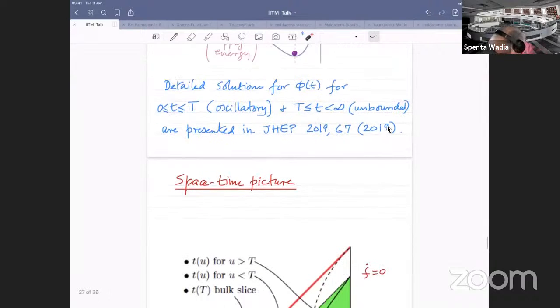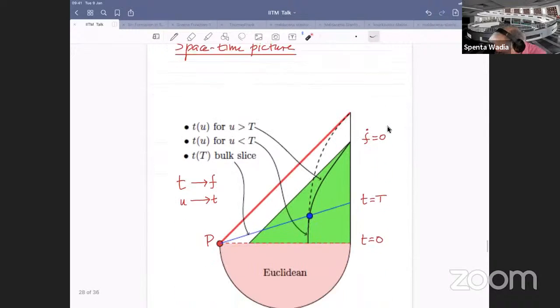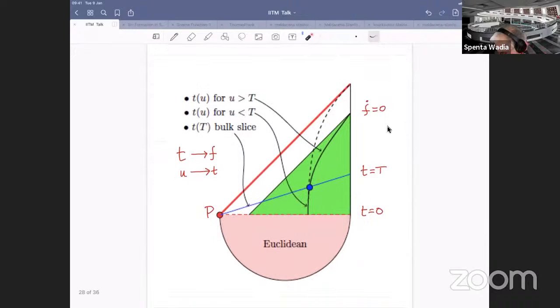All right. So this is the space-time picture. I took this picture from somewhere. So this T of U that is over here is actually my f of t, okay? Sorry about that, but it was a nice diagram.